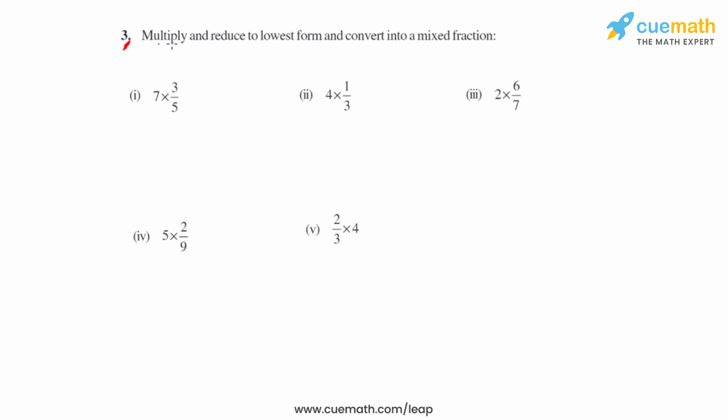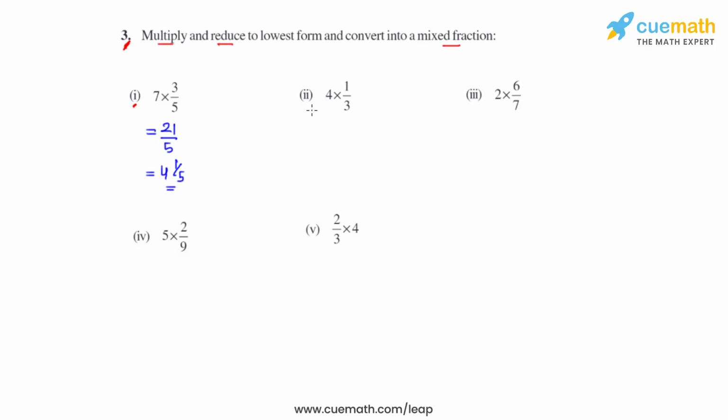Question number 3 says to multiply, reduce to the lowest form, and convert into a mixed fraction the following bits. We'll start with the first bit, wherein we have 7 times 3 over 5. When we multiply, we get 7 times 3, which is 21, divided by 5. Now this is in the lowest form. To convert this into a mixed fraction, we have to divide 21 by 5. When we divide 21 by 5, we get the quotient as 4 and the remainder as 1. So the mixed fraction will be 4 1/5.